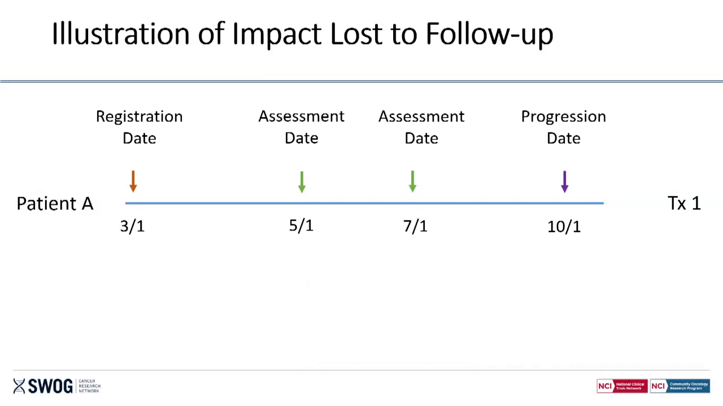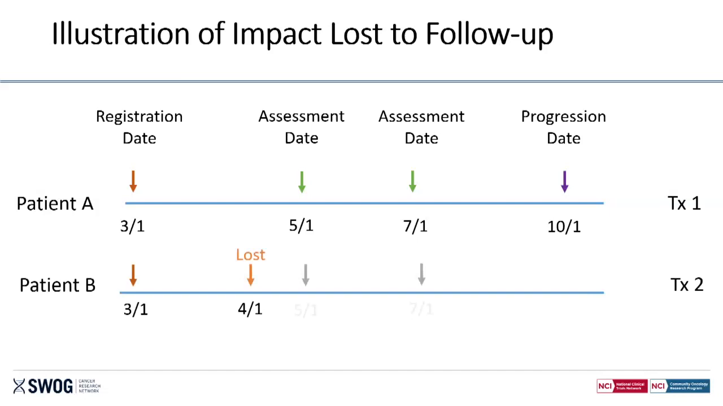Now let's think about the same data. Let's just go back to patient A again. Registration date, assessment date, progression date, October the 1st. But on patient B, on treatment 2, let's suppose that patient was lost to follow-up on April the 1st. So we never got to see the assessment on May the 1st, or the assessment on July the 1st. And we also missed the progression.